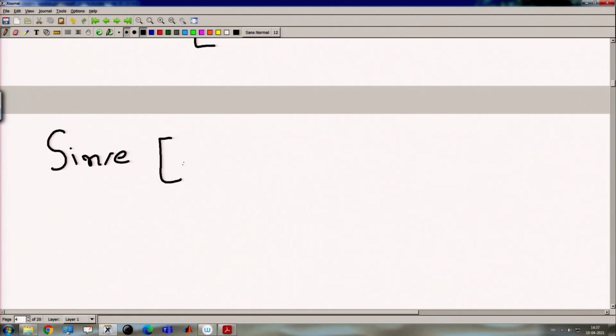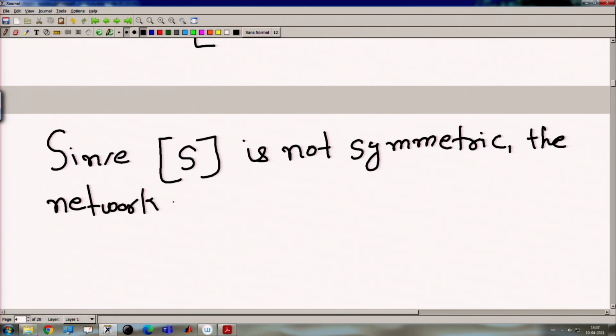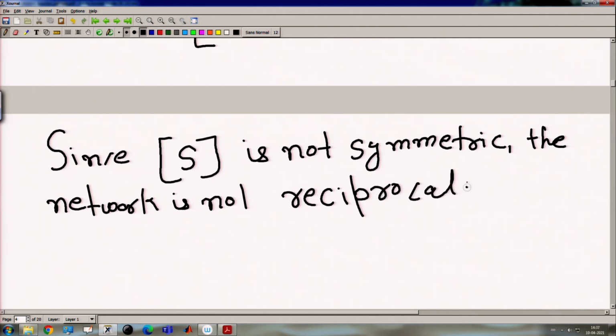Since S is not symmetric, the network is not reciprocal. So, this is the solution for the first part.